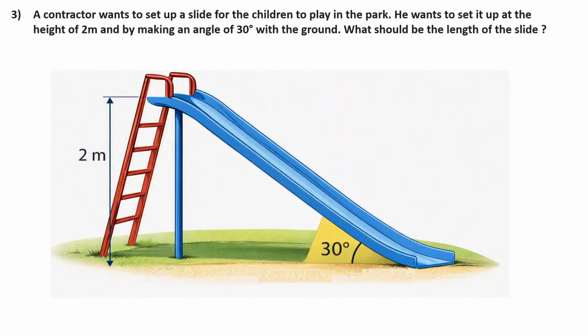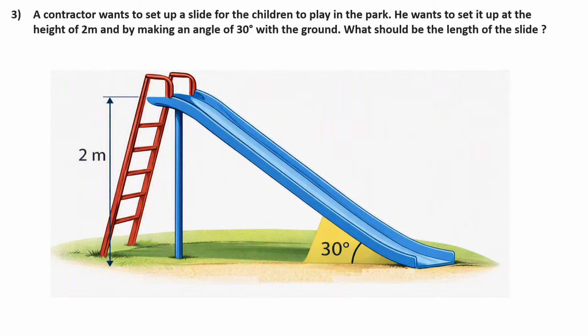So very interesting. You can see the slide setup on the screen. So the contractor wanted to set up the slide at 2 meters height as shown on the screen. And that blue color slide is making 30 degrees angle with the ground. So in order to arrange the slide in the concerned setup, what must be the length of the slide? That is the question. Okay, now hope you understood this question using this diagram. So slide must be set up 2 meters high.